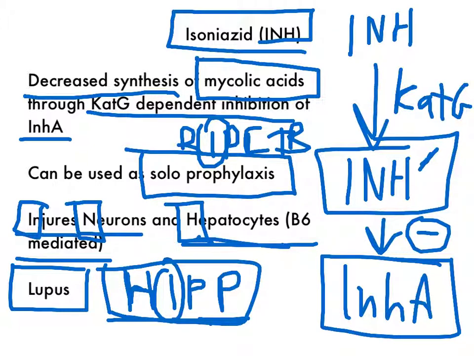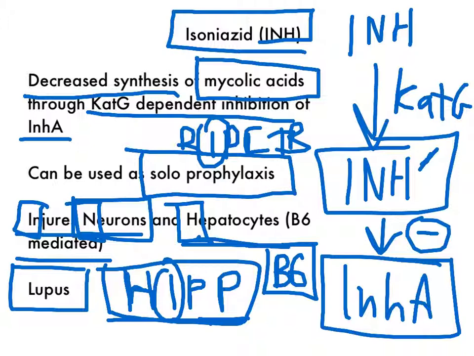I'll go back for a second to the toxicity. The reason it injures neurons is that isoniazid looks like B6. What it actually does is increase the excretion of B6, so you actually have a B6 deficiency. So you need to give B6 along with isoniazid because it can leach B6 away from your body. And if you'll recall, B6 is used for GABA metabolism, and since you don't have that GABA metabolism, that can actually injure neurons.